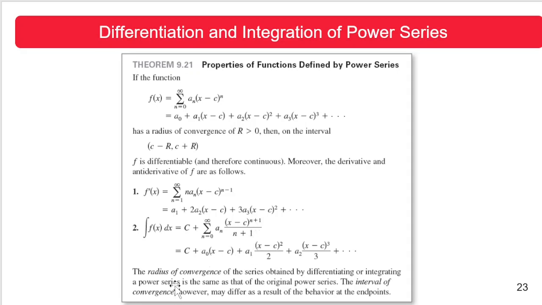The radius of convergence of the series obtained by differentiating or integrating a power series is the same as that of the original power series. The interval of convergence, however, may differ as a result of the behavior at the endpoints.